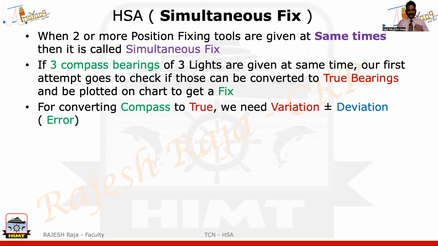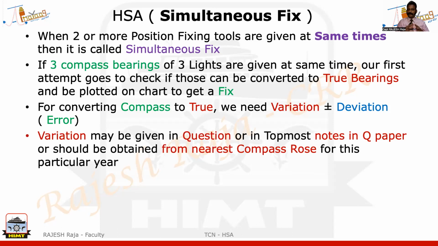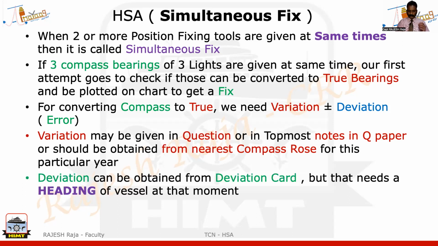So where can you get variation in your exam? It'll be there either specifically given to you in your question, or it could be on the top notes in your question paper. If both of them are not there, then I'll have to use my closest compass rose and find it for this particular year in which you are solving the problem. So if it is 2023, please convert that into 2023. Now, deviation, where can you get it? You will get it on the deviation card. But please remember the most important thing, deviation card is made for particular heading. They are for different headings. So for me, I need to be given a heading.